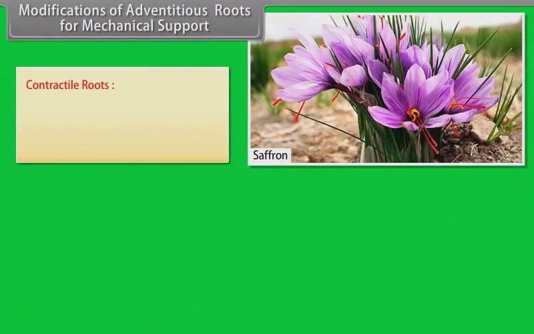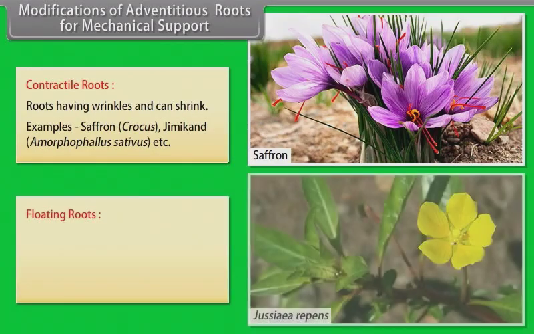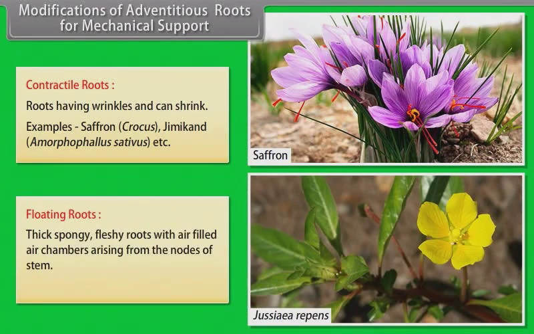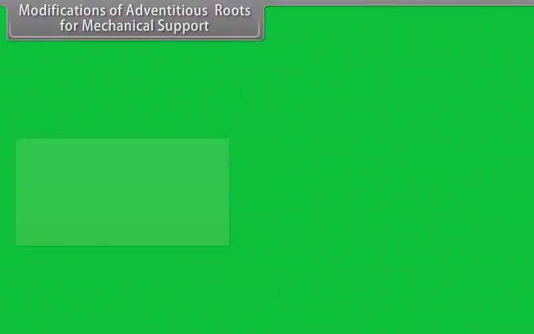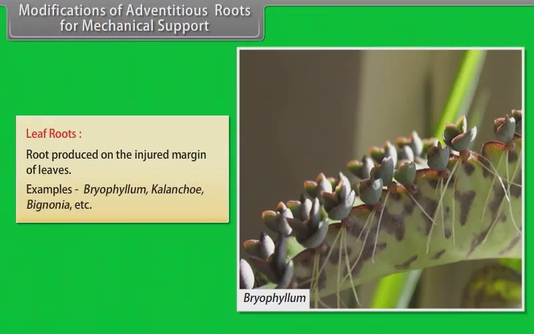Contractile roots. Roots having wrinkles and can shrink. Examples, saffron, jimsonweed, etc. Floating roots. Thick, spongy, fleshy roots with air-filled chambers arising from the nodes of stem. Example, Jussiaea repens. Leaf roots. Roots produced on the injured margin of leaves. Examples, Bryophyllum, Bignonia, etc.